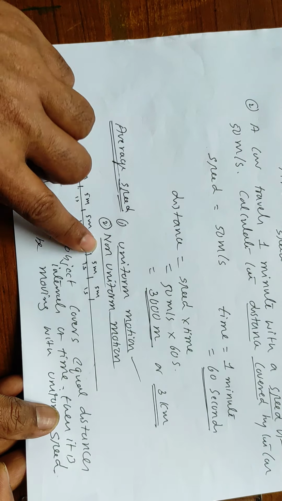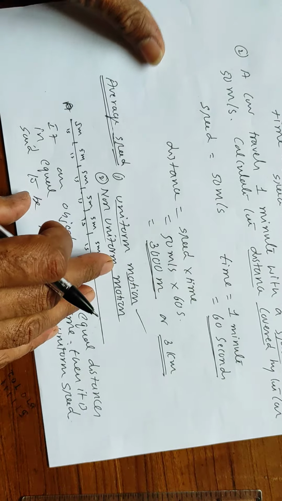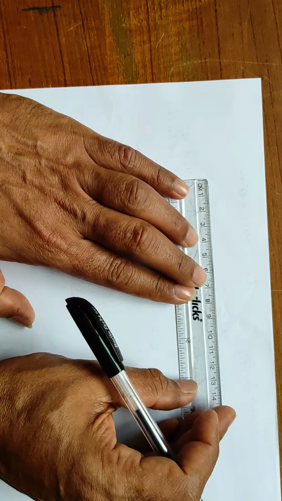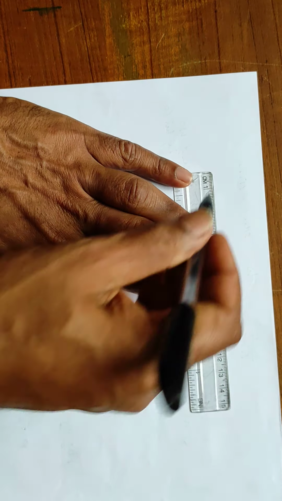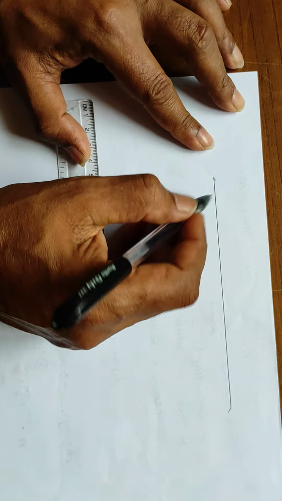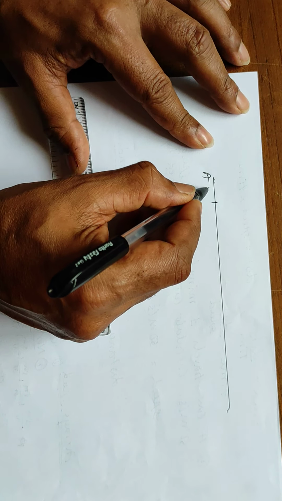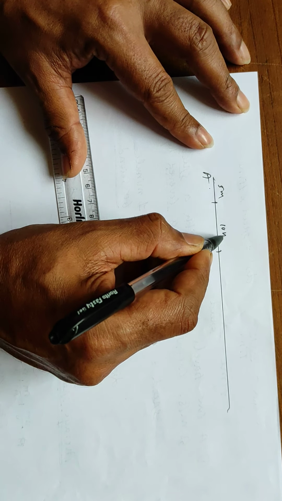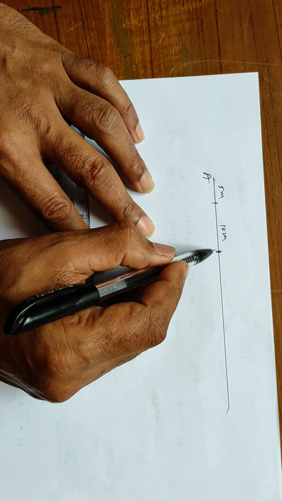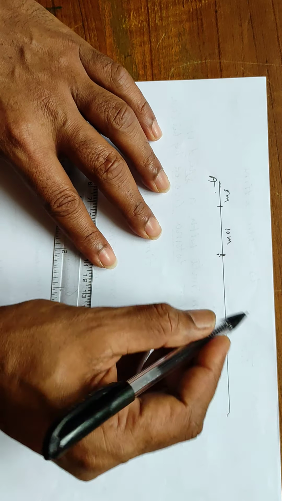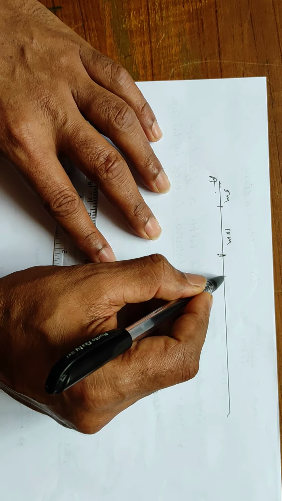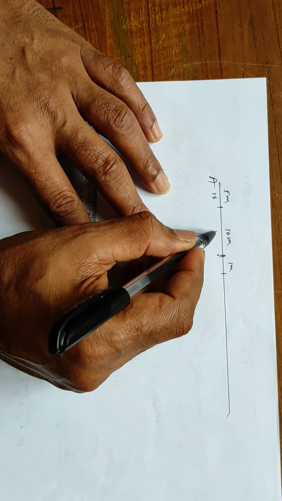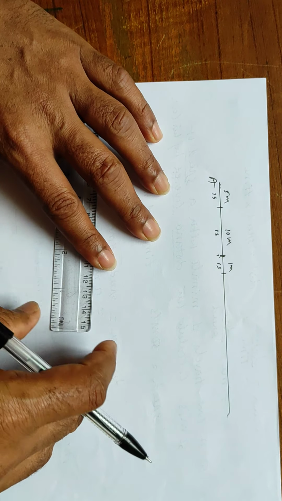Next one is, what is non-uniform motion? If an object covers unequal distances in equal intervals of time. In the first second, it covers 5 meters. The next second, it may cover 10 meters. In the next second, it may come to a standstill. Next second, it may cover 1 meter. See, the object is covering unequal distances in equal intervals of time.